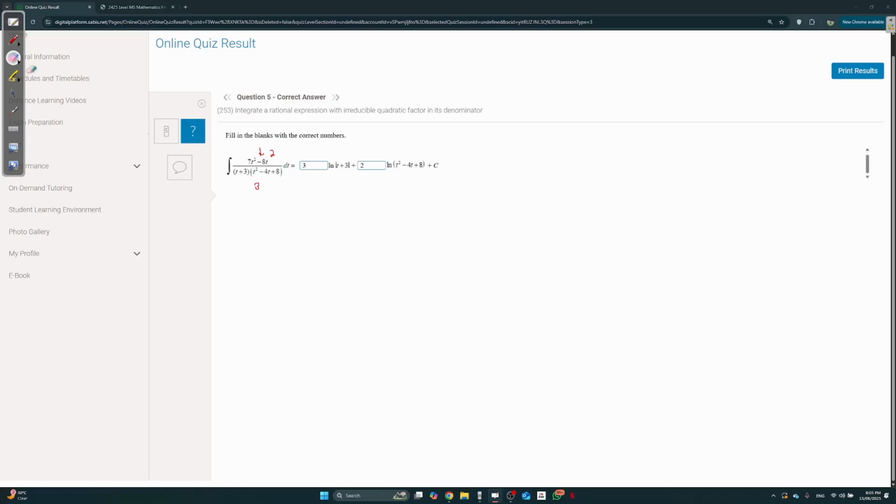Is the degree up less than the degree down? Yes, it is. So can we do partial fractions? Yes, we can proceed. Let's proceed with partial fractions. Let's start. First thing, check that your denominator is fully factored.